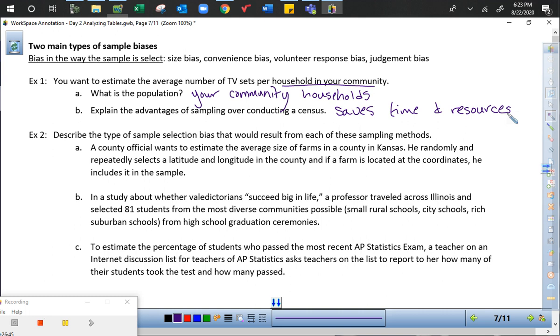Let's look at the second example here. It says, describe the type of sample selection bias that would result from each of these sampling methods. So you've got the ones up there above: size bias, convenience bias, volunteer response bias, and judgment bias. Size, either the sample's too small or what you're sampling size would affect it. Convenience, you just grab the ones closest to you, and that's problematic. Volunteer response, you ask specifically for people to answer, and usually opinions make that bad. Judgment bias, you have a specific person who is choosing your sample, and that may not be great.